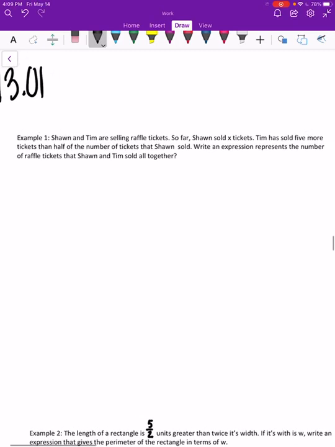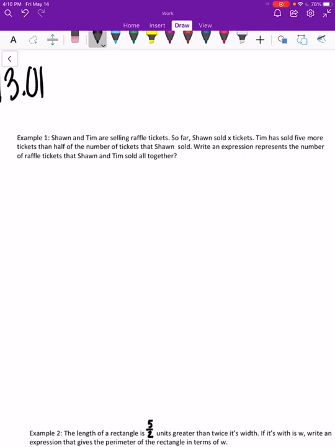Example 1 says, Sean and Tim are selling raffle tickets. So far, Sean sold X tickets. Tim has sold 5 more tickets than half of the number of tickets that Sean sold. Write an expression that represents the number of raffle tickets that Sean and Tim sold all together.